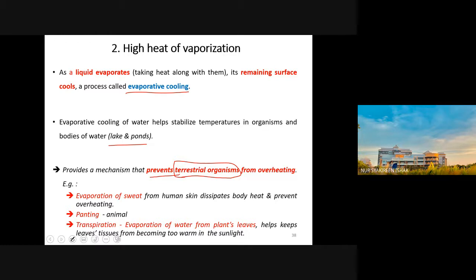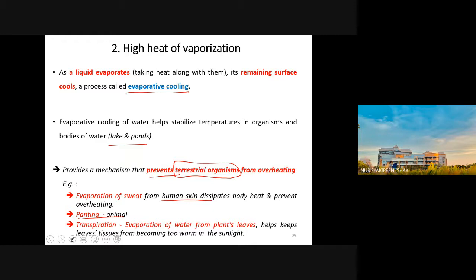For example, evaporation of sweat from the human skin dissipates body heat and prevents overheating. When you are feeling hot, you will sweat and the sweat evaporates from your skin to remove excess heat from your body. As for animals, they pant. If you see dogs or cats, they will open their mouth and stick out their tongue when the temperature is hot. This is to increase the exposure of the body surface to the environment, to allow evaporation of liquid from the body, to cool down their body temperature.